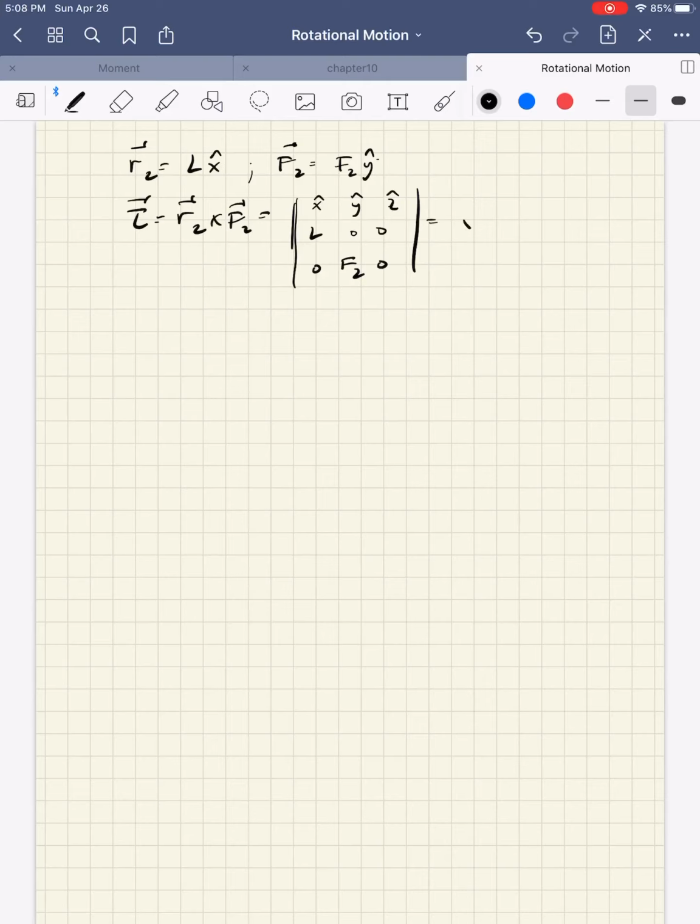plugging it into my equation, I would have x hat 0 minus 0, minus y hat (L times 0 minus 0), plus z hat L times F2 minus 0. So the whole thing would give me a z hat L times F2, or the torque from F2 would be equal to L times F2 in the z hat.